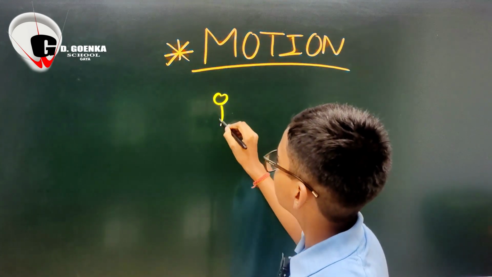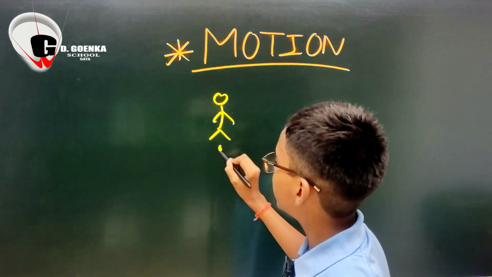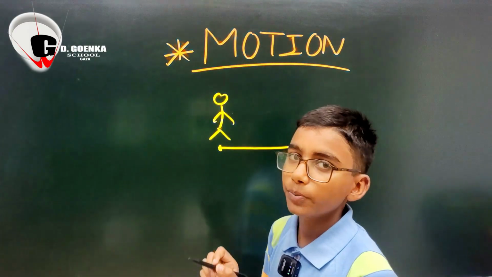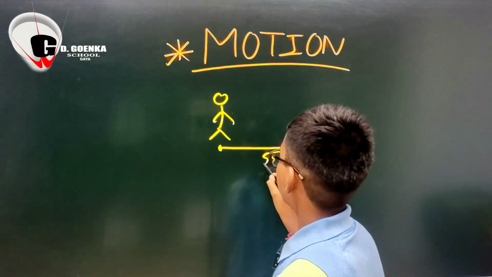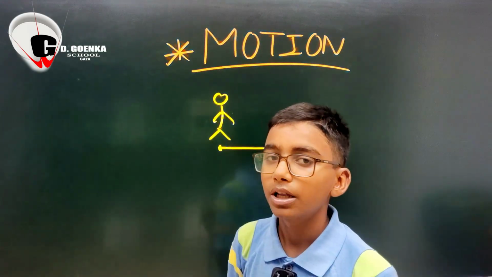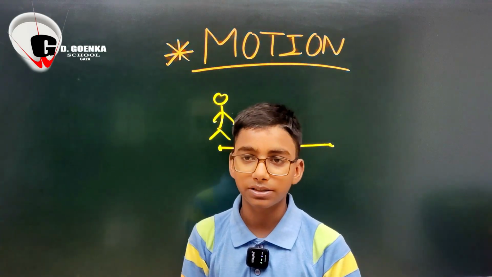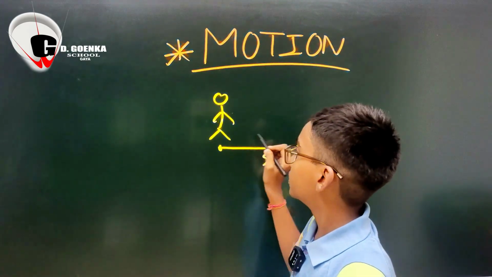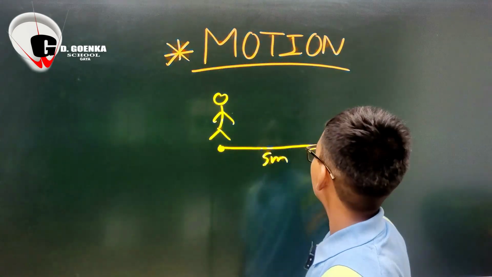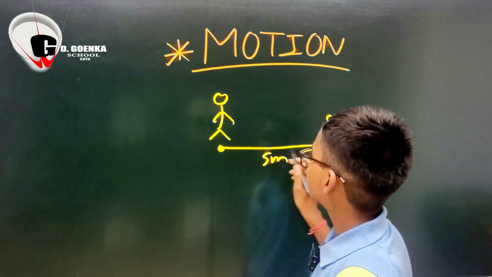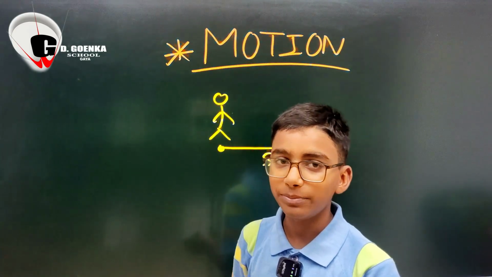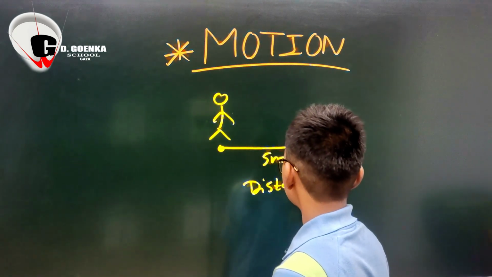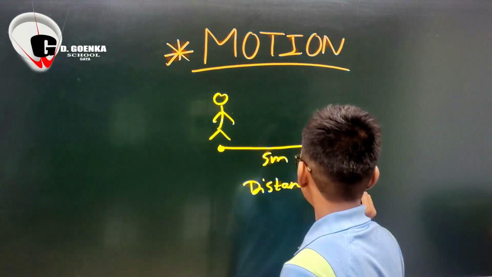Let's take some examples. Suppose a man is over here. This is the initial point. He travels this distance and this is the final point. So the distance is 5 meters. Now you may be thinking, what is distance? The distance is the actual length covered by an object. The initial point is over here, the final point is over here, so this is the path. The path is of 5 meters, so the distance is equal to 5 meters.